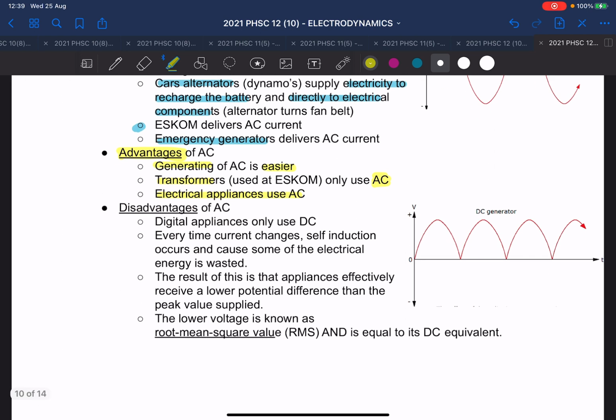Then disadvantages of alternating current. Okay, so there are a few disadvantages. Number one, digital appliances only use direct current. So your laptop, your cell phone, your digital appliance. Then, every time the current changes direction, then self-induction occurs and causes some of the electrical energy to be wasted. Okay, right.